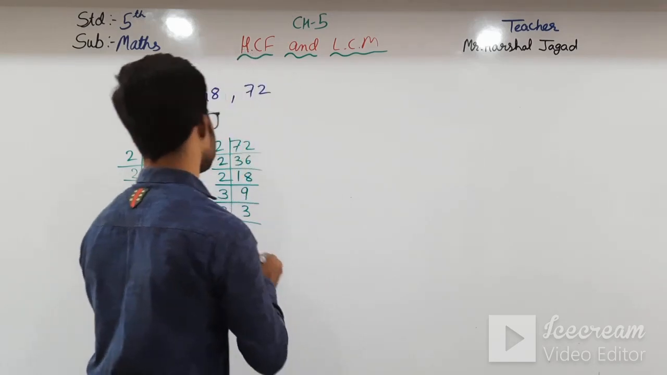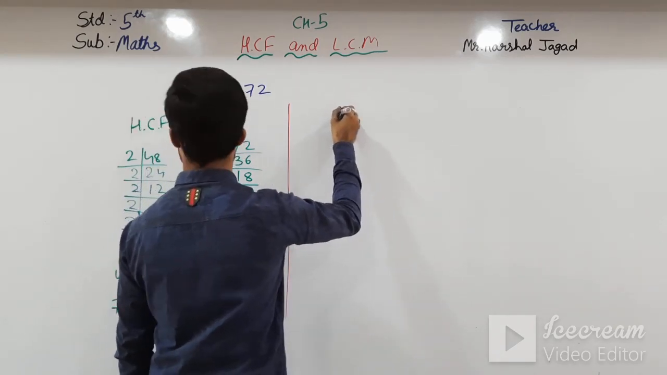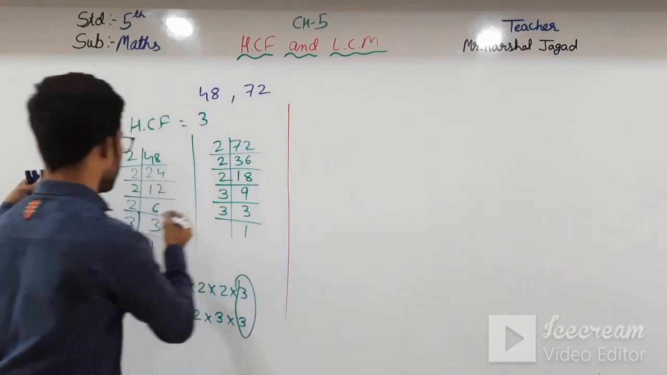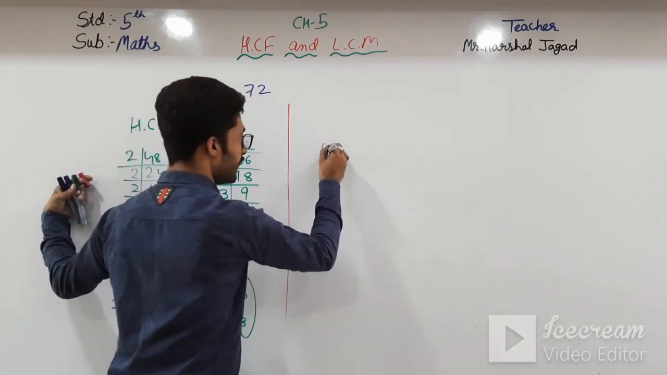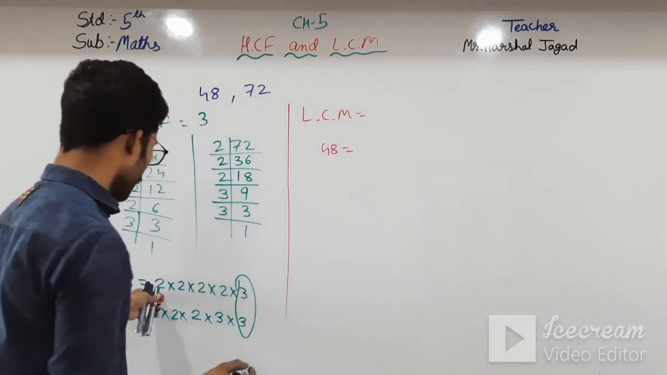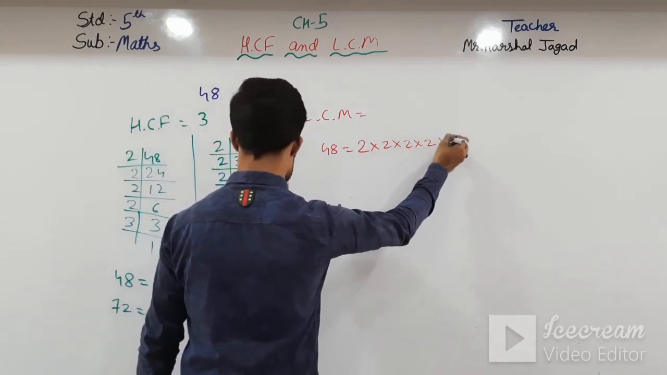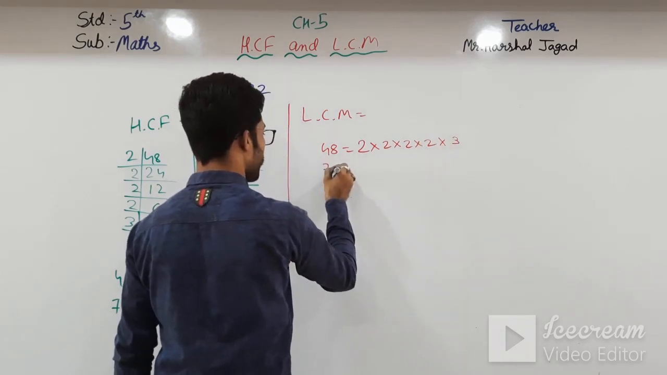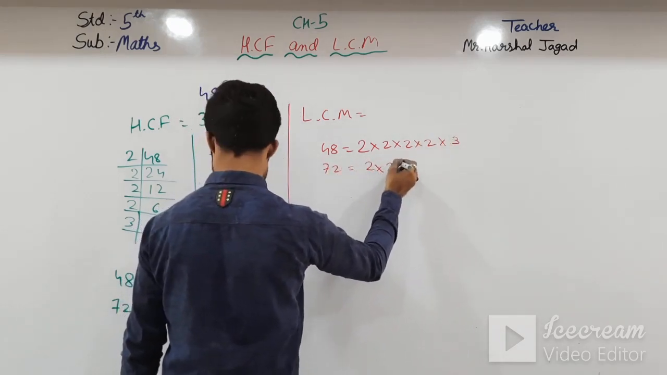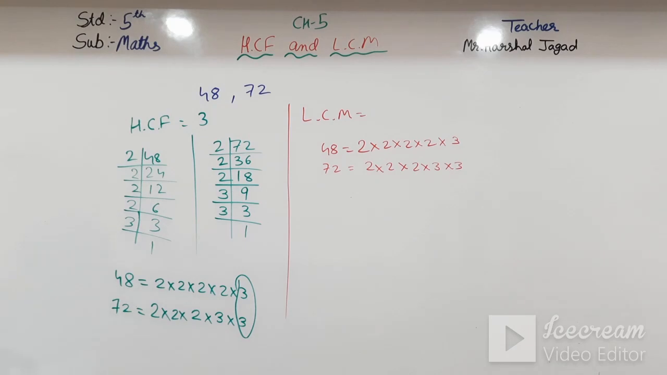So, for LCM, first of all I can take the factors of 48. So, I can just take these factors only. For the LCM, 48 has 2 four times, that is 1, 2, 3, 4, and lastly 3. And now 72 is 2, 2, 2, 3, 3. So, in this we have to find the lowest common multiple. So, first of all, do it on your own, students, and after that I will explain it.